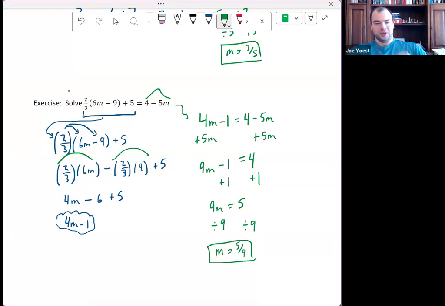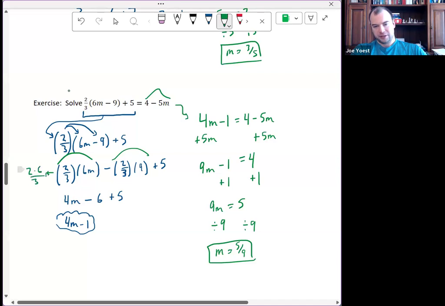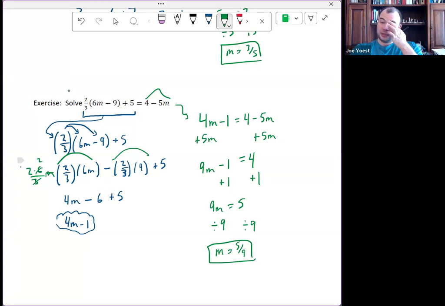So 2/3 times 6m, we could think about this as 2 times 6 over 3m, and the factor of 3 in the bottom divides out the factor of 3 in the 6 in the top, giving me 2 times 2 or 4m. Similarly with the 2/3 times 9, the factor of 3 in the denominator divides out one of the factors of 3 in the 9, leaving another. 2 times 3 is 6 after the minus sign.